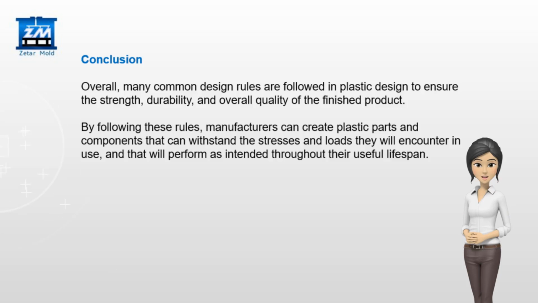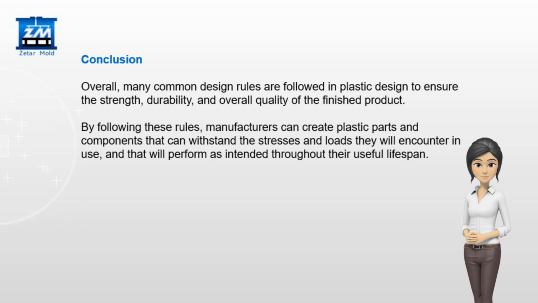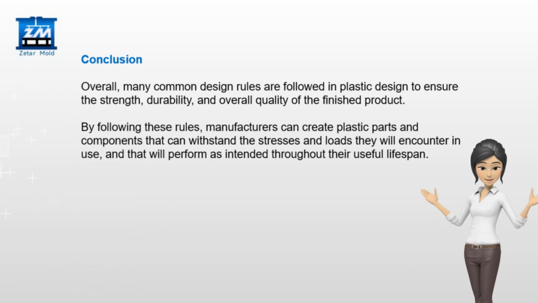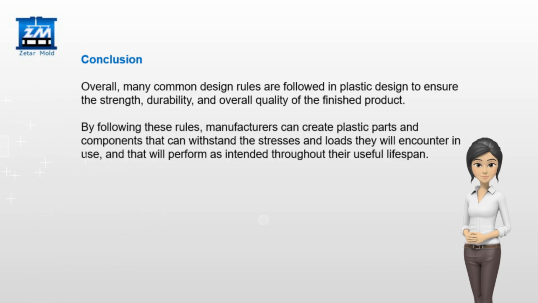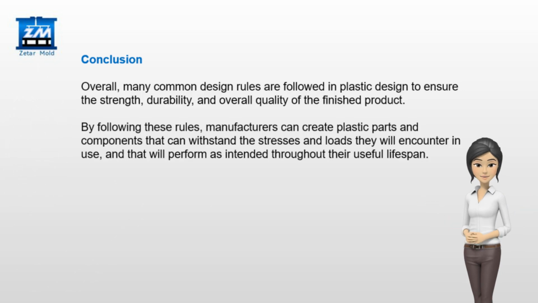Conclusion. Overall, many common design rules are followed in plastic design to ensure the strength, durability, and overall quality of the finished product. By following these rules, manufacturers can create plastic parts and components that can withstand the stresses and loads they will encounter in use, and that will perform as intended throughout their useful lifespan.